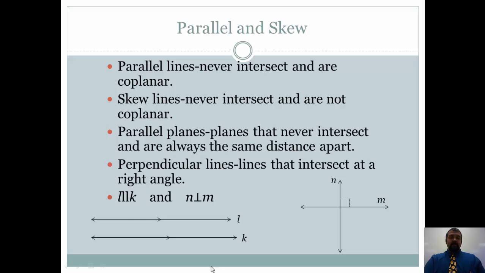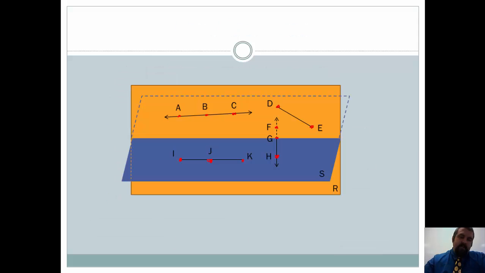If I look down here, lines L and K will be parallel because they're on the same plane, thus green. You'll see shortly in the next slide an example of skew lines. In fact, let's go to the next slide real quickly here. In this picture, what you see is plane R and plane S. With plane R, I have two lines in it, line AB here and line DE. These two will eventually intersect if I continue the lines because they're on the same plane. They either are parallel or they intersect if they're on the same plane.